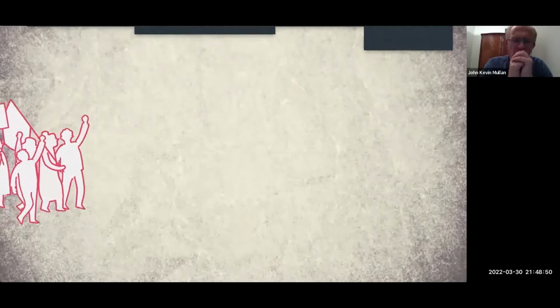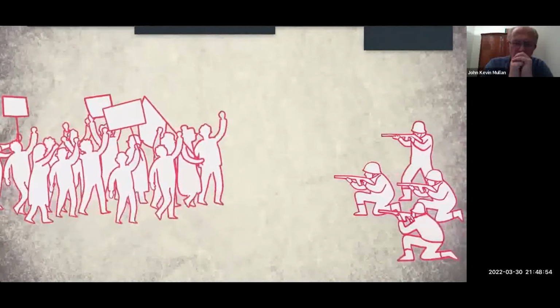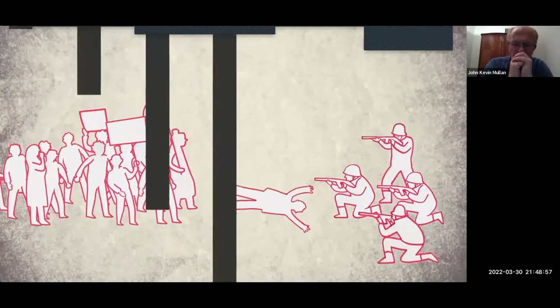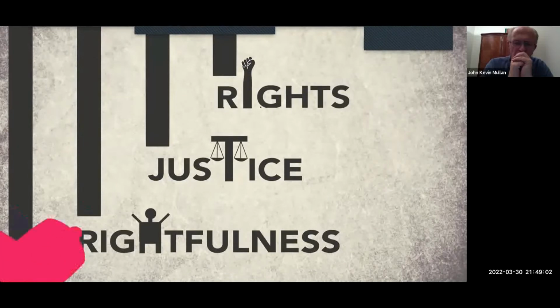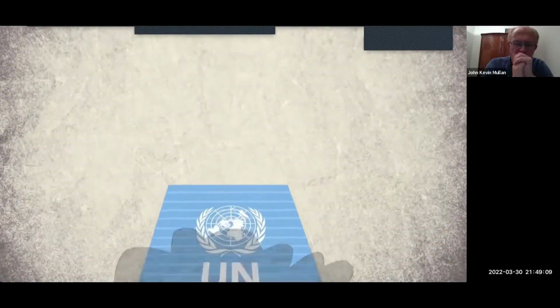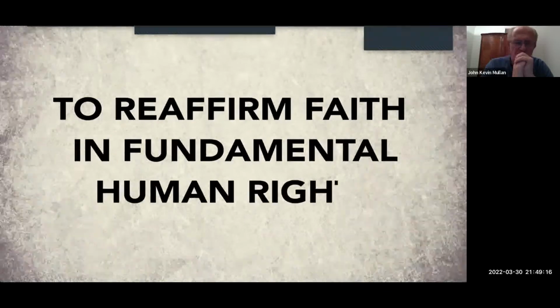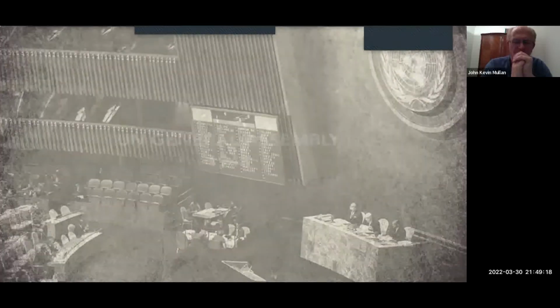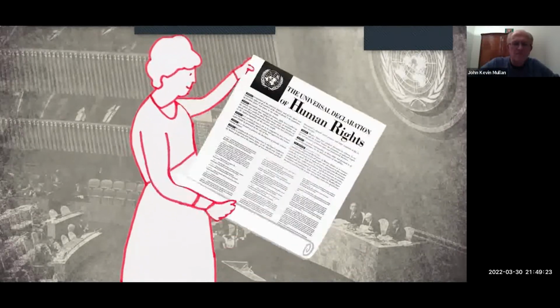The history behind the concept of human rights is a long one. Throughout the centuries and across societies, religions, and cultures, we have struggled with defining notions of rightfulness, justice, and rights. But one of the most modern affirmations of universal human rights emerged from the ruins of World War II with the creation of the United Nations. The treaty that established the UN gives as one of its purposes to reaffirm faith in fundamental human rights. And with the same spirit, in 1948, the UN General Assembly adopted the Universal Declaration of Human Rights.